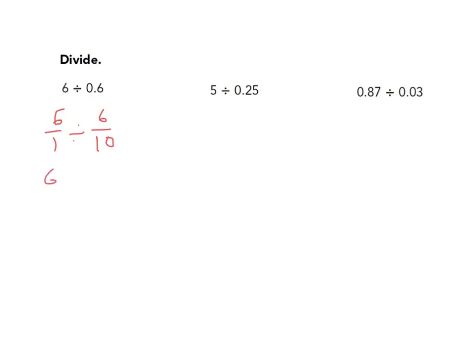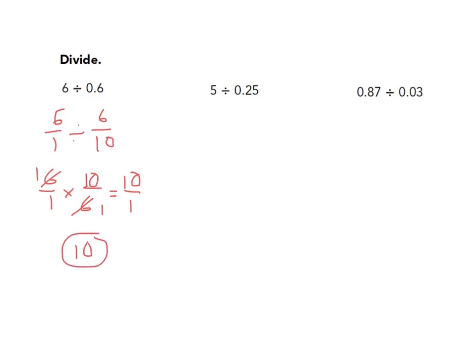I'll do the reciprocal, 6 over 1 times its reciprocal, 10 over 6. I then can see that 6 can be factored out diagonally here, 1 and 1. It gives me 10 over 1. And my answer here is 10.